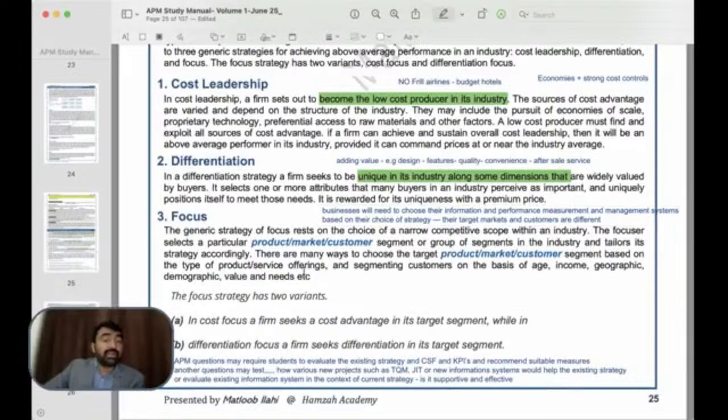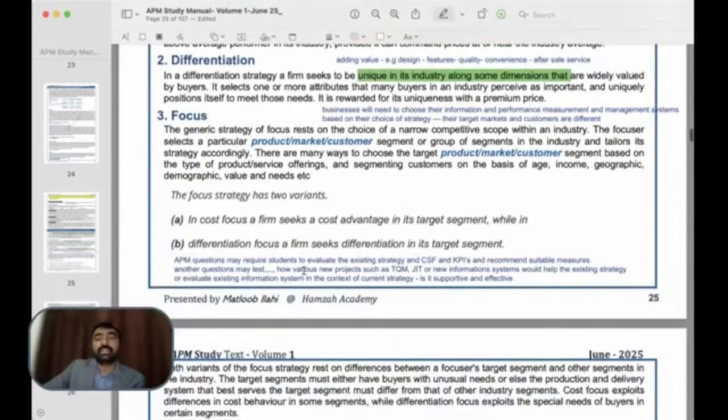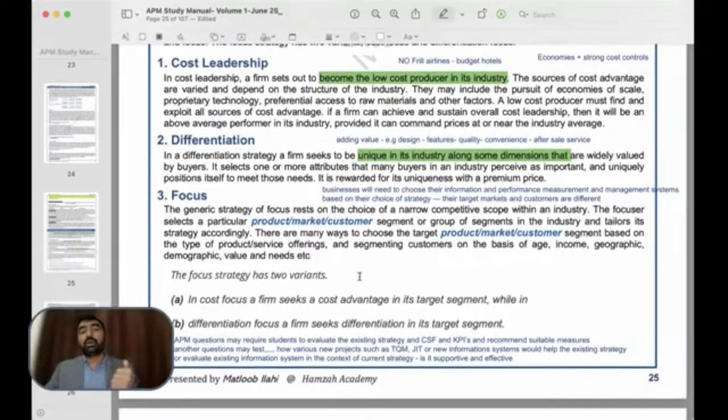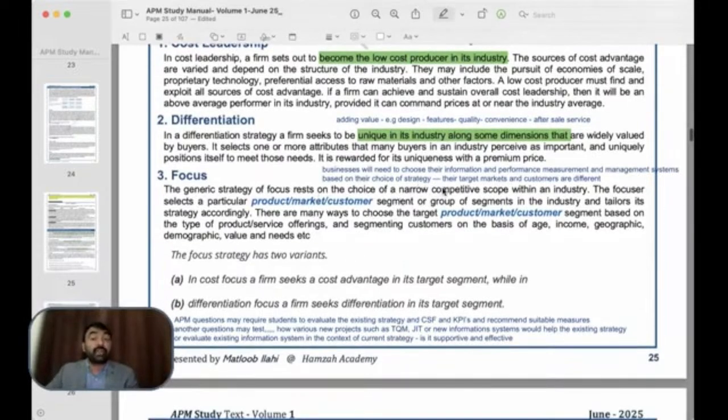The third generic strategy is called focus. The generic strategy focus rests on the choice of a narrow competitive scope within the industry. The focuser selects a particular product, market, or customer segment or a group of segments in the industry and tailors its strategy accordingly. So that is the specialty of a focus strategy.